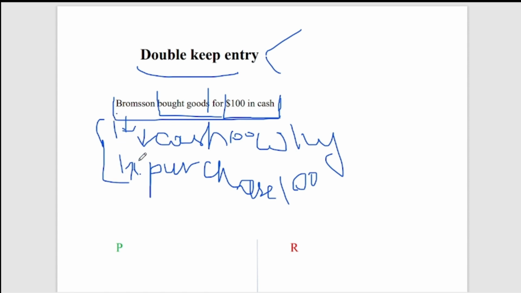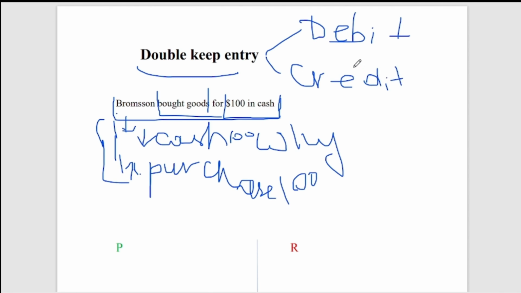But in the field of accounting and finance, we cannot use these symbols for showing an increase or decrease in purchase, cash, receivable, asset. We have to use debit and credit. But we cannot say that debit is only for increase and credit is only for decrease. No, we cannot say that.